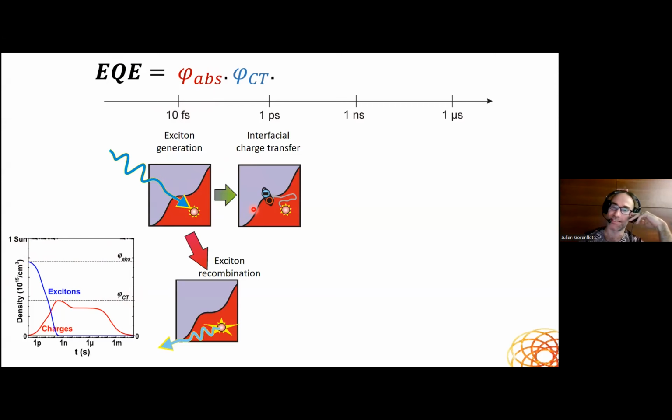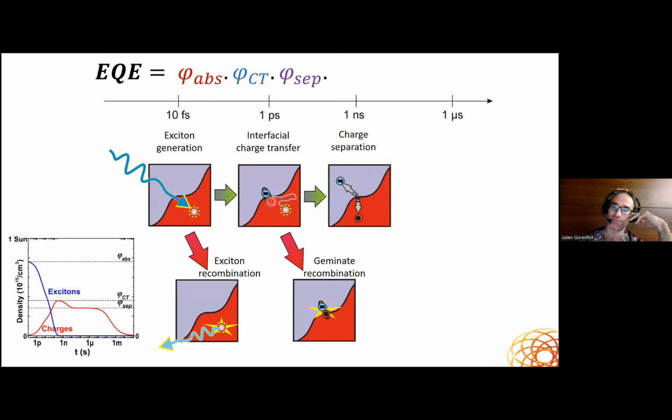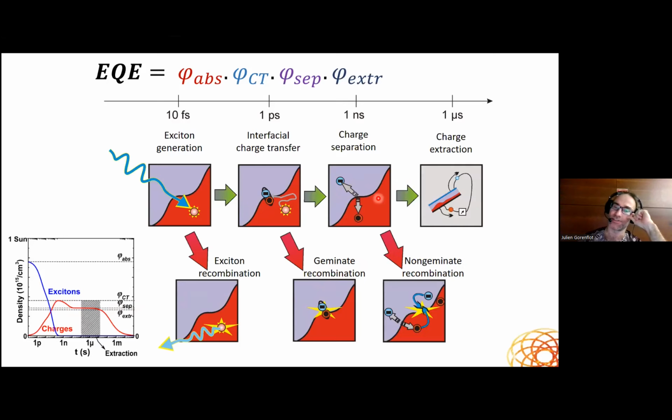Once you have those charges at the interface, bound by the Coulomb attraction, to bring them away from each other you may also lose some to recombination, and you will also see that from the evolution of your charge density. And finally, of course, once the charges are separated, they still need to live long enough to be extracted. And that would be your extraction yield. So that's really all the yields you can get from transient absorption. And as you can see, this graph here is really going to be our grail in our methodology. We try to get this graph.